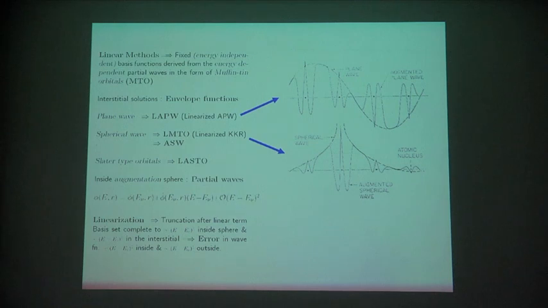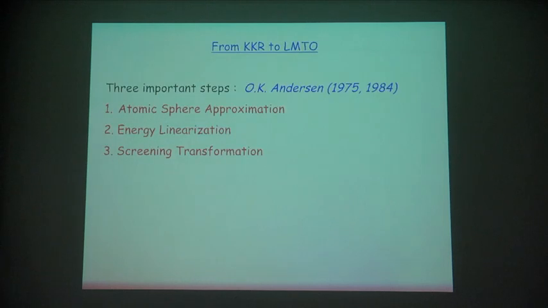That's it. So the basic difference between LAPW and LMTO is not in the solution of the Schrodinger equation of the partial wave. It is how you are choosing the envelope function. If you choose the envelope function as a plane wave, I call it LAPW, which is the linearized version of APW. If you choose the envelope function as a spherical wave, which is also, as you know, smooth, this is called a linearized version of KKR, or it is LMTO.